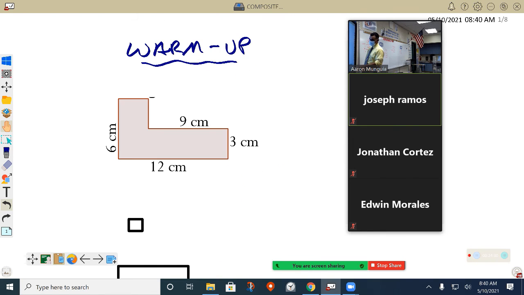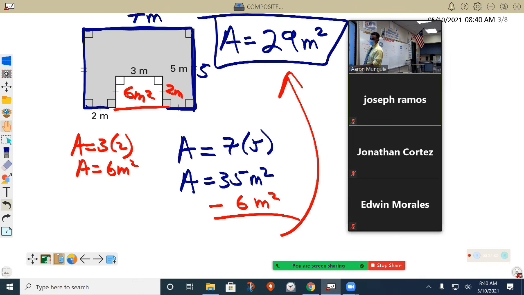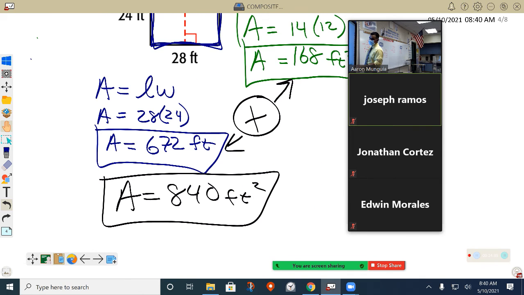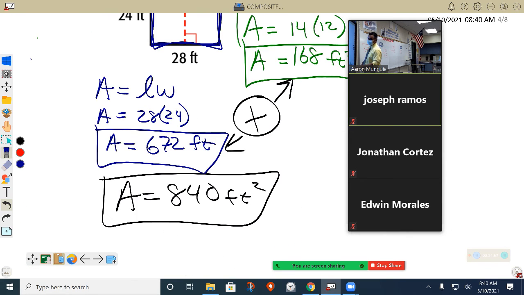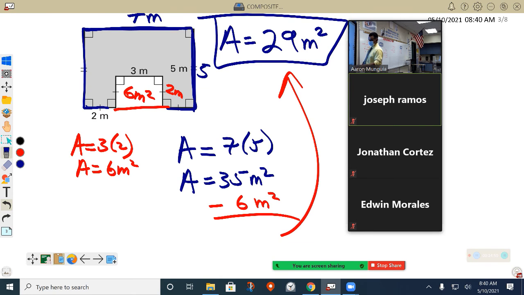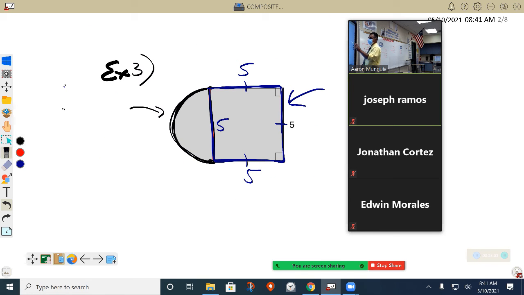Let me consult my area formula sheet. The area of a circle, here we go, is pi times the radius squared. Remember, we're gonna replace pi with 3.14. Now, I'll go over why it's 3.14 on Thursday. But there's our formula, pi times the radius squared. Just do it.